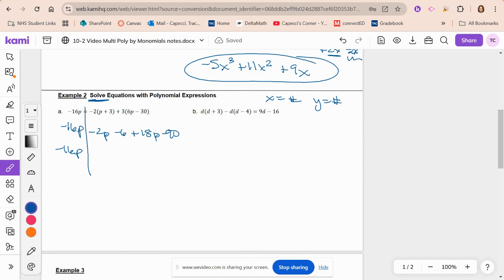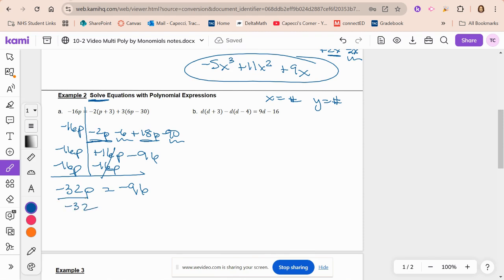Again, left-hand side's going to stay the same. I'm going to work with my right-hand side, combine my like terms. So I have negative 2p and 18p gives me plus 16p. Then I have negative 90 and negative 6 gives me negative 96. Okay, so I have my p on the left-hand side. So I'm going to bring that over to my other p. I combine those. I get negative 32p is equal to negative 96. Now I divide both sides by negative 32. And I have p is equal to positive 3.